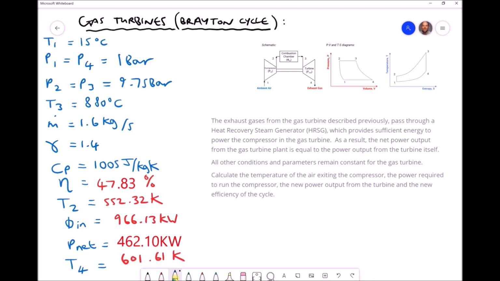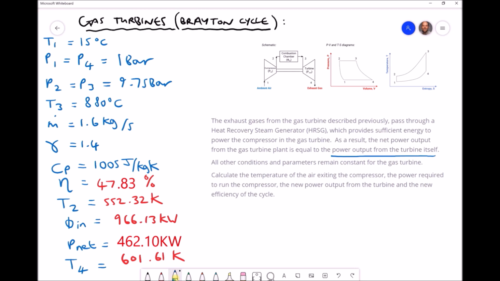So we're recovering that heat, we're passing it through a steam generator, and the power output that's produced is sufficient to power our compressor in the system. As a result, the net power output from the gas turbine plant is equal to the power output from the turbine itself. So here, our gas turbine isn't powering the compressor. The compressor is being powered using the heat energy that's been recovered from the combusted fuel. It goes on to say that all other conditions and parameters remain constant for the gas turbine.